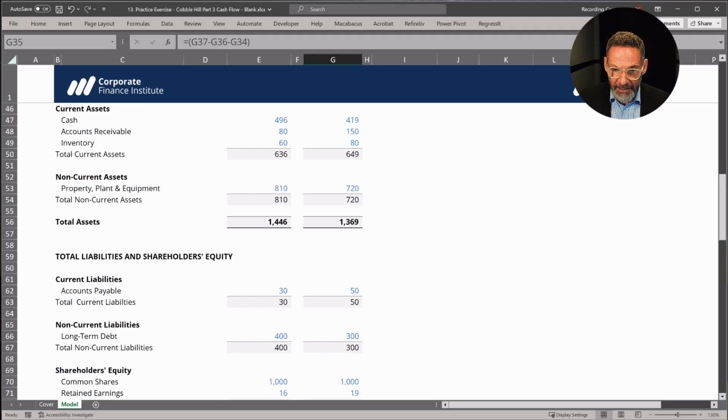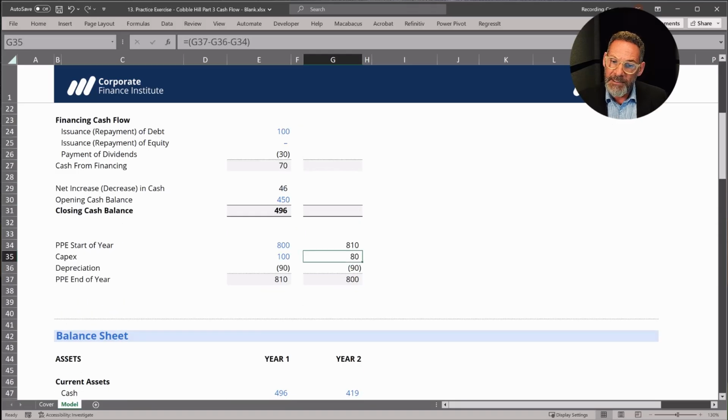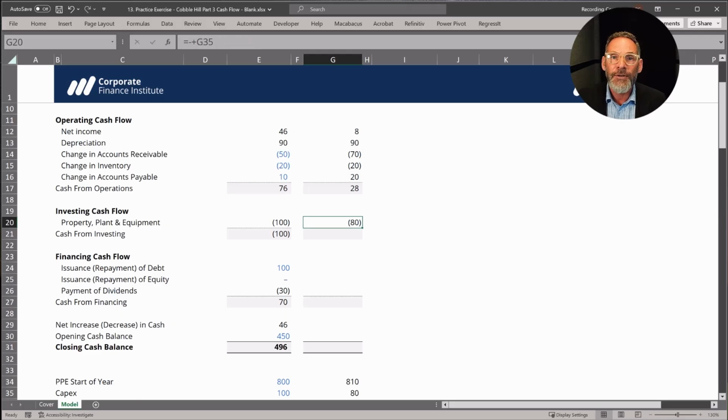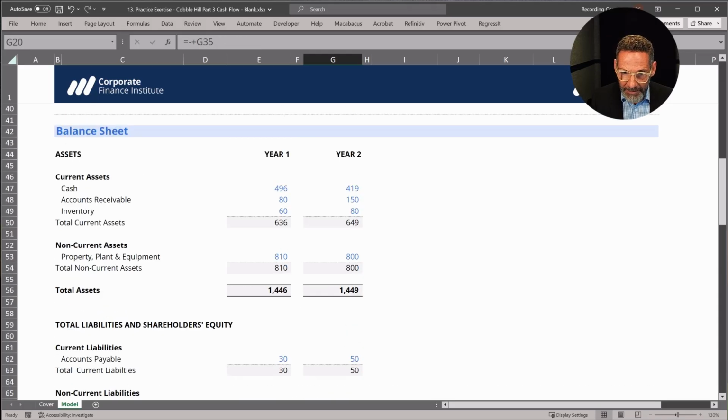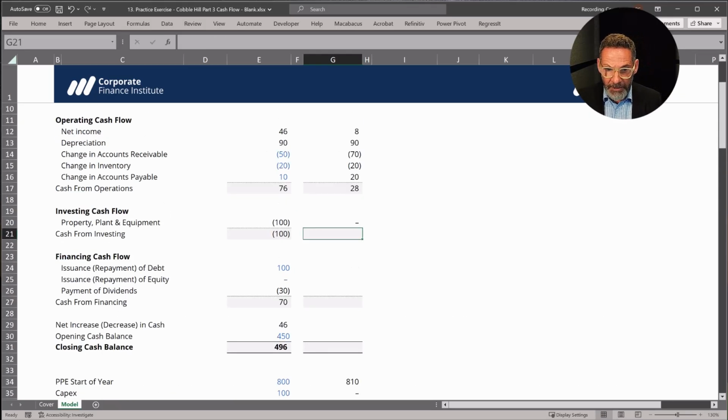Let me overtype the 720 again with 800. So we know our capex is 80, but it's a cash outflow, so we need to make sure there's a negative sign there. So let me type that back to 720. And we are good. And then the total, there's only one item here. We are done with the investing cash flow section of our indirect cash flow.